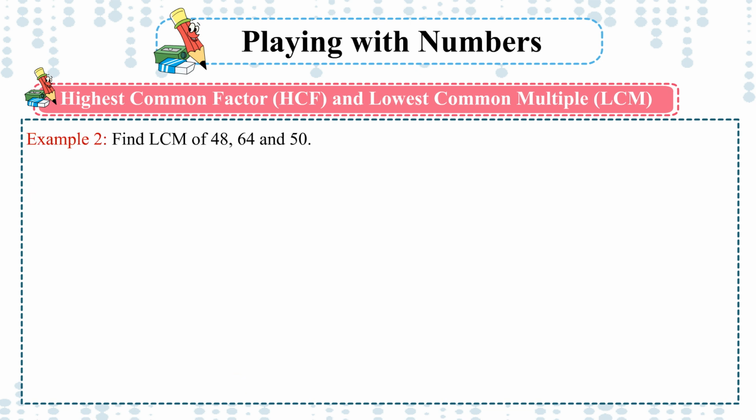Example 2. Find the LCM of 48, 64 and 50. Solution. Factorization of 48. The smallest prime number that divides 48 is 2, and 2 multiplied by 24 is 48. Next is 24. The smallest prime number that divides 24 is 2, and 2 multiplied by 12 is 24. Next is 12. The smallest prime number that divides 12 is 2, and 2 multiplied by 6 is 12.